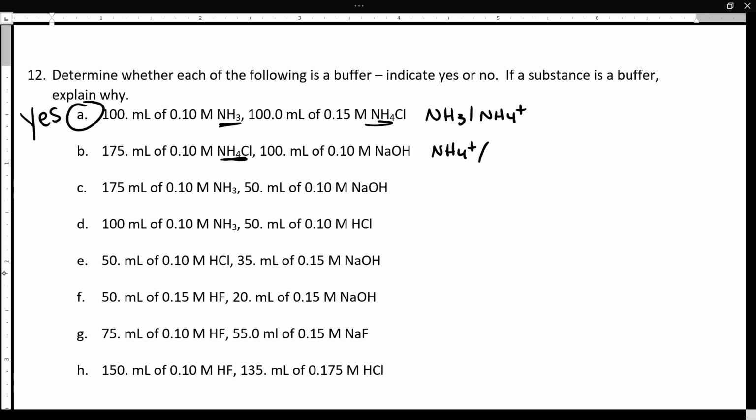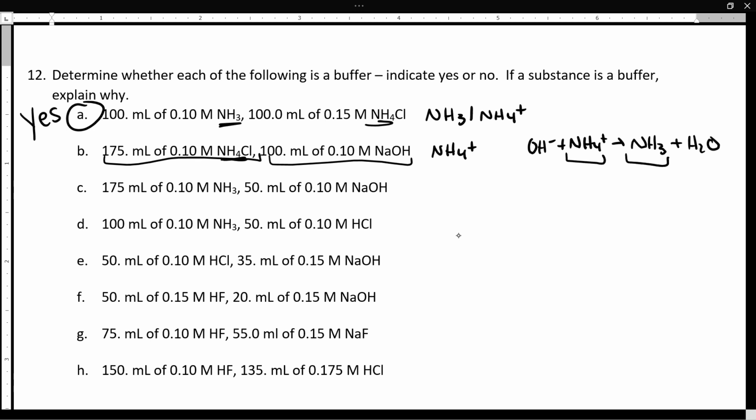This one, we've got NH4 and hydroxide. So your initial thought might be no, because I don't have a weak acid and its conjugate base. But if you look at the amounts here, you've got more NH4 than you have NaOH. So any NaOH that you add is going to react with your NH4 and turn it into NH3. And as long as you have excess NH4 present, along with some NH3, then you have a buffer. So this is actually a buffer.